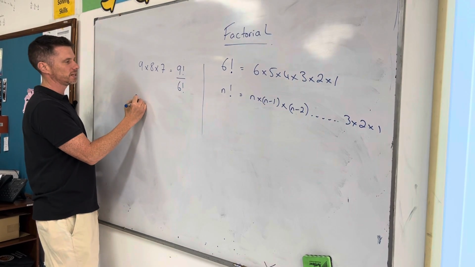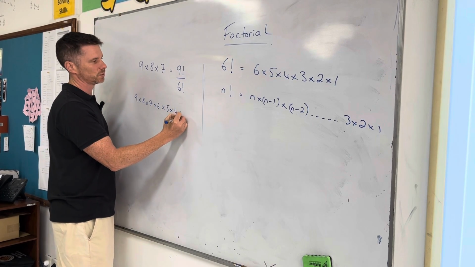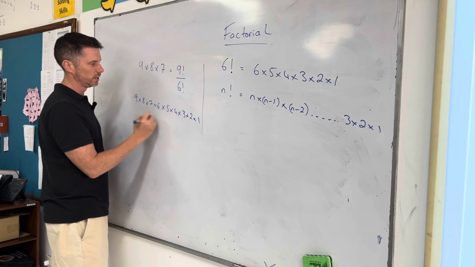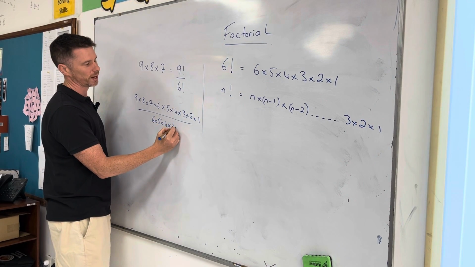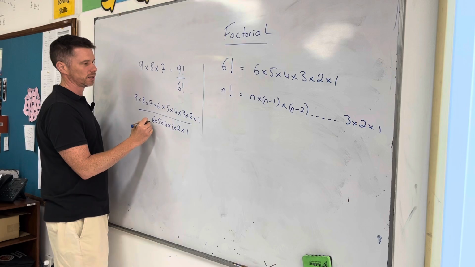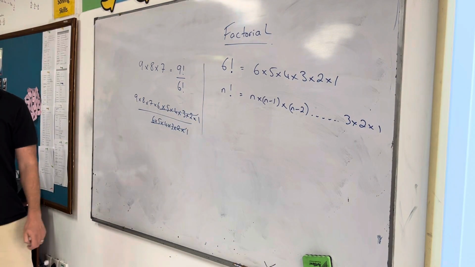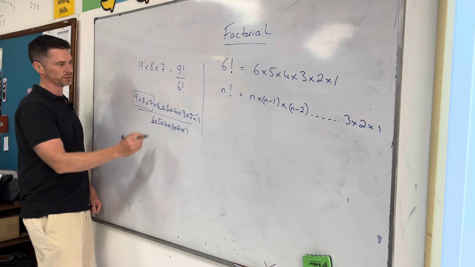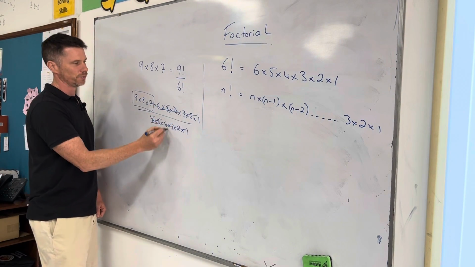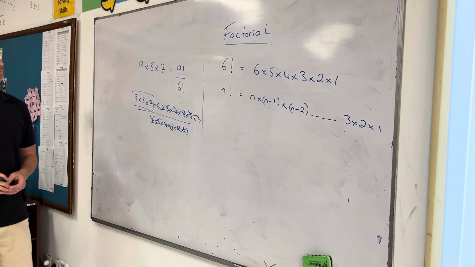Why? Because 9 times 8 times 7 times 6 times 5 times 4 times 3 times 2 times 1 divided by 6 factorial. What happens? That bit would all be the same number as that bit, so you're just dividing by 1, multiplying and dividing by 1. And you're left with what you want. So 6 will divide 6, 5 will divide 5, 4, 4, 3, 3, 2, 2, so it all goes away.